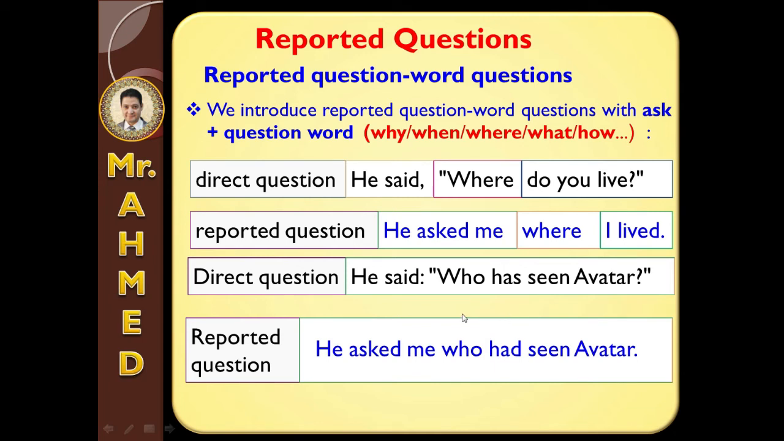And in this question, "Where do you live?" we add a question mark. But here in the reported speech, we don't have a question mark. We put a period, or a point, that we call a full stop, at the end of the sentence. So this is a direct question, but this is not a direct question, it is an indirect question.